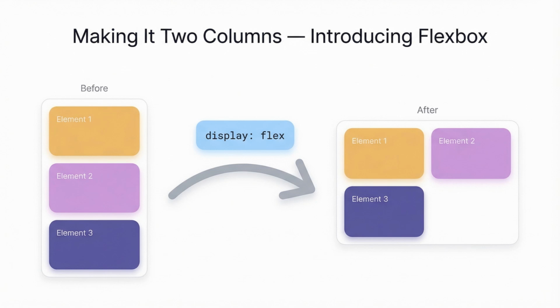To get those 2 columns side by side, the answer is Flexbox. By applying display: flex to the parent container, the browser automatically arranges the direct children in a row.